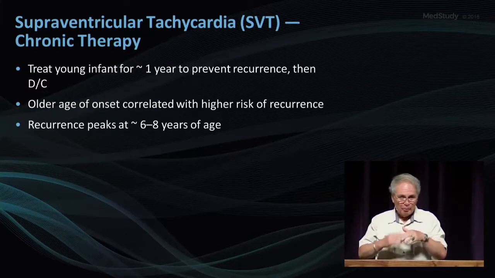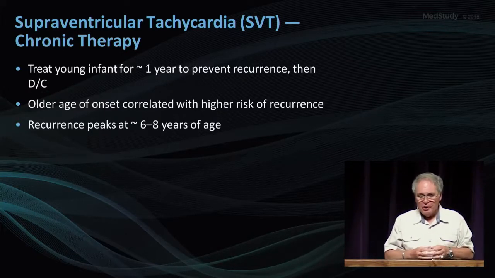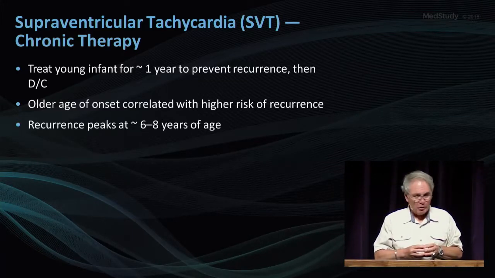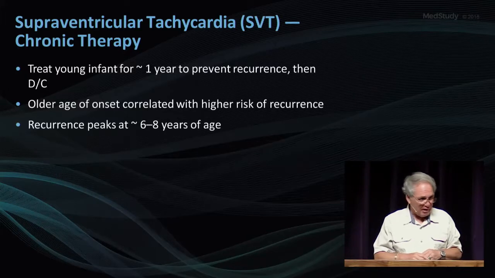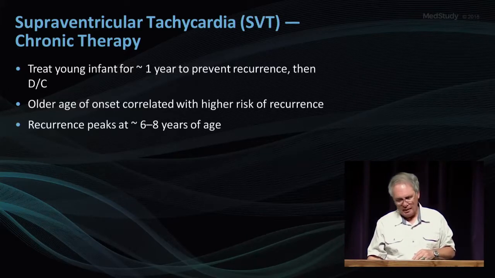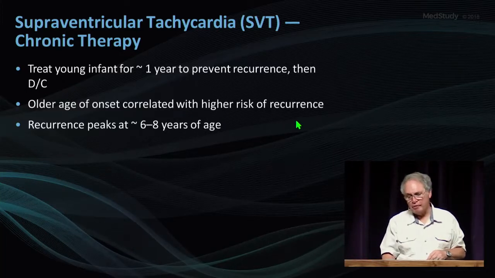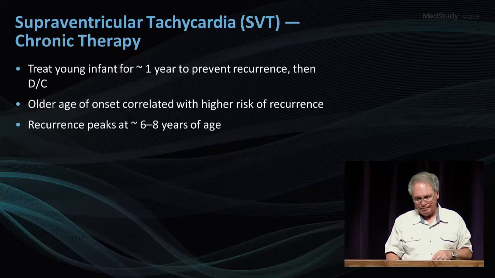Okay. We then will put the baby on some kind of medication to prevent the recurrence of the tachycardia, and we usually treat them for about a year. And most babies will stop the medicine. They'll never, ever have another beat of tachycardia. You know, if the kid's like 6 or 8 years of age, when they start in with the tachycardia, they have a bit of a higher risk of recurrence.